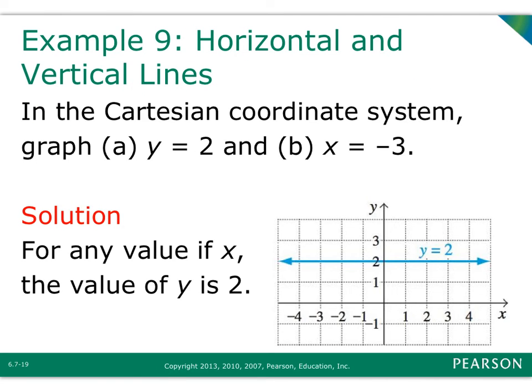So now we're going to graph horizontal and vertical lines. In the Cartesian coordinate system, graph A, y is equal to 2, and B, x is equal to negative 3. Well, for part A, for any value of x, it doesn't matter because x is not included in this equation here. So y is always at 2. So it's a horizontal line because x can be any number, but y is set at 2.